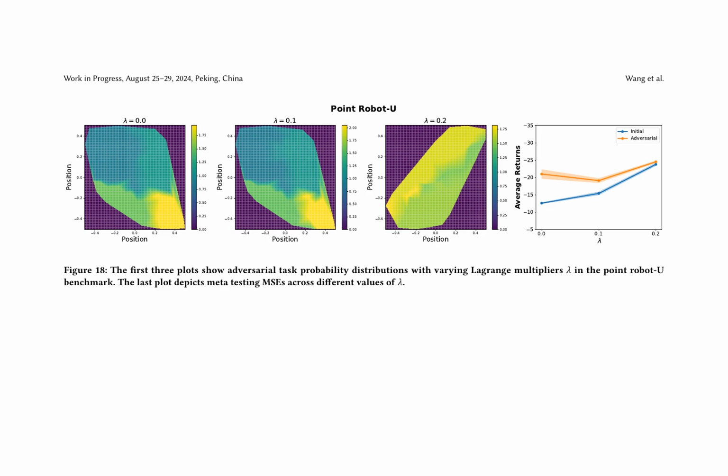The last plot in figure 18 shows the meta-testing MSEs across various lambda values. This graph indicates that as lambda increases, the meta-testing MSEs also increase, suggesting a negative correlation between the two. This finding is significant because it implies that higher lambda values may lead to poorer performance in terms of meta-testing MSEs, which could be detrimental to the robot's overall performance in the point robot U benchmark.